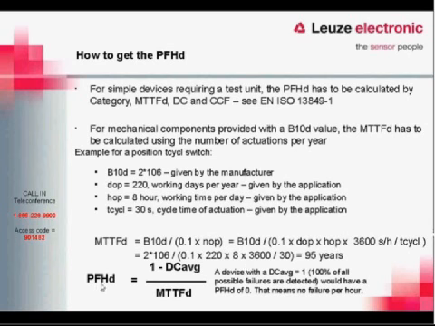for our mean time to dangerous failure. And then our PFHD takes our diagnostic coverage divided by our mean time to dangerous failure, which gives us a PFHD of 0, which means no failures per hour. That's what we're looking for. That would be a Category 4 device.